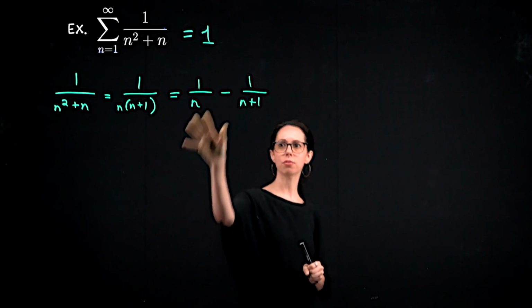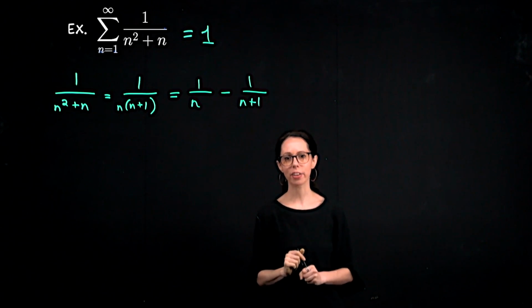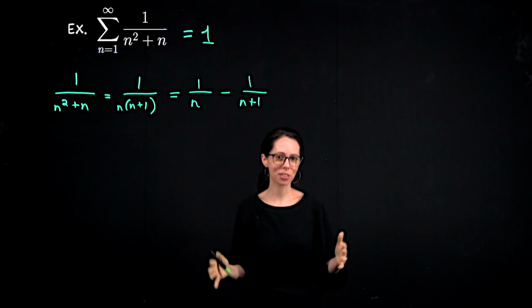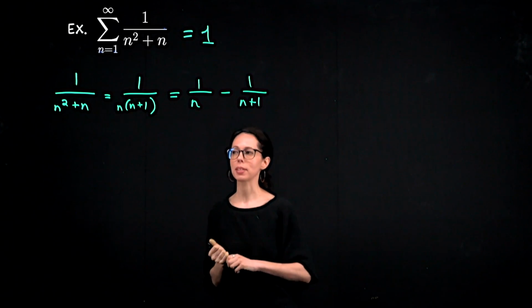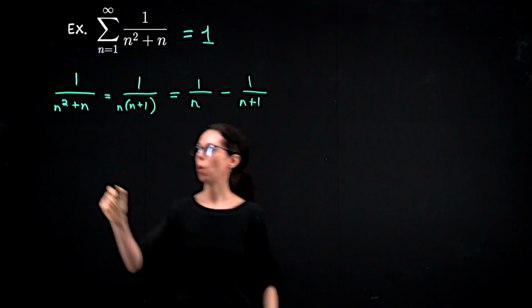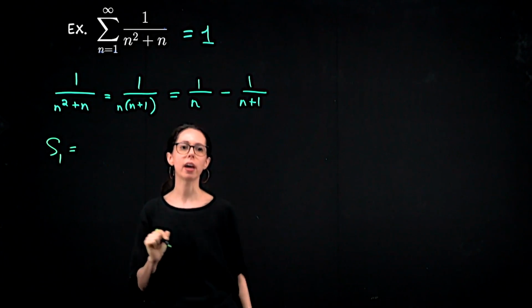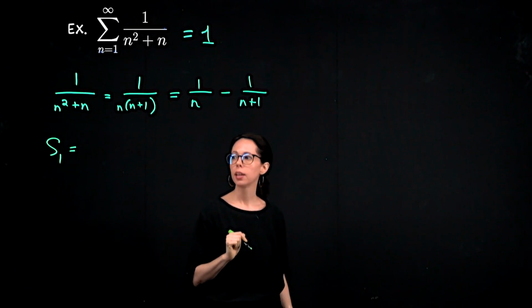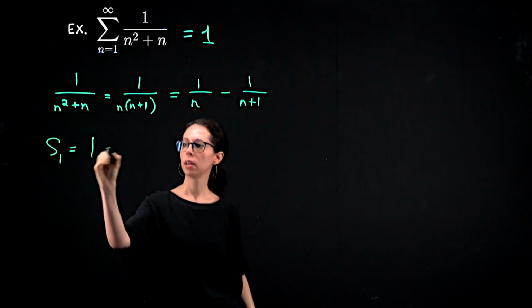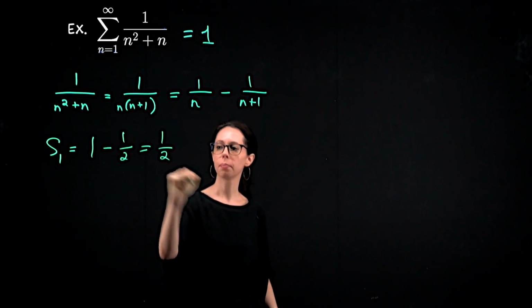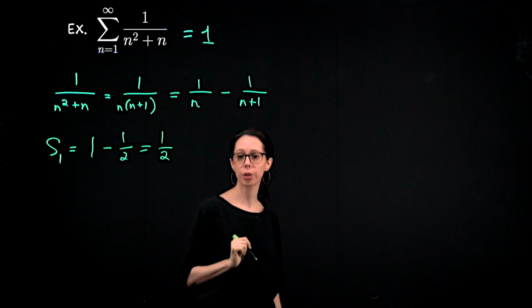Given this way of writing the terms that we're adding together in this infinite series, let's list out the partial sums again. They're the same partial sums, but they're going to look a little bit different with this presentation. So S sub 1 is going to be the first term. Now I'm looking at this version of 1 over n squared plus n. So S sub 1 is 1 over 1 minus 1 over 2. It's a half, that's what we saw before, but now I'm looking at this as 1 minus 1 over 2.